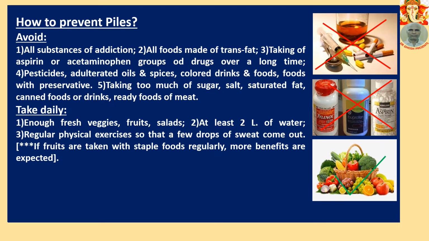You take daily these things. Number 1, enough fresh veggies, fruits, salads. Number 2, at least 2 liters of water. Number 3, regular physical exercise so that a few drops of sweat come out. This is a very important point, mind it. 3 stars. If fruits are taken with staple food regularly, that is, staple food means, as Indians, with rice or chapati or rotis, more benefit is expected. That is, if you eat fruits separately, you will certainly get benefit. But if you eat them mixed with staple food, then more benefit will come of it.